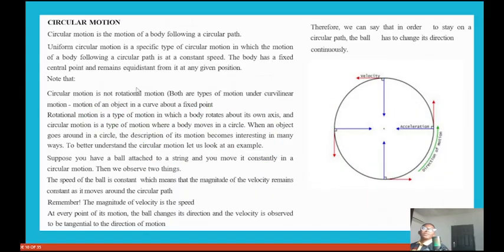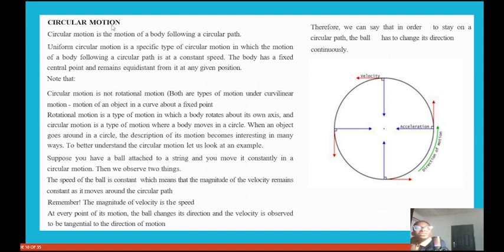So circular motion. The one we were talking about before was linear motion, in a straight line. Circular motion is the motion of a body following a circular path. We can see this diagram now, following a circular path.